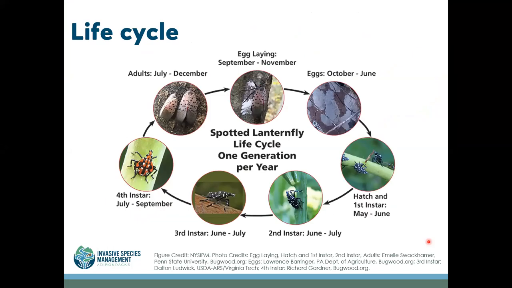This species has several stages in its development, beginning as an egg that hatches into a nymph that progresses through four different instars, getting progressively larger as it develops. It will then transition into an adult winged insect that can disperse pretty efficiently on its own. So what do these different stages look like?